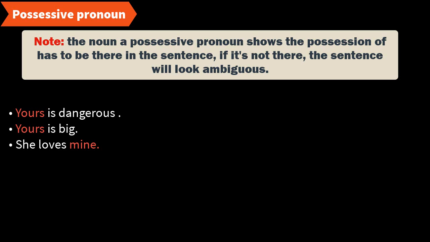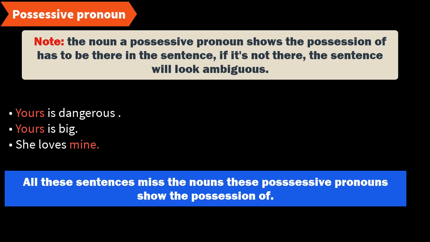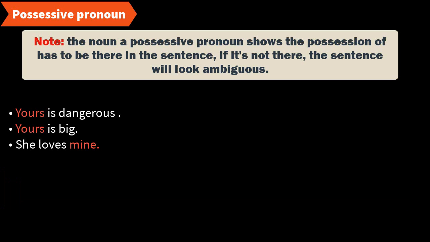When I say yours is big, you don't know what I'm talking about. When I say she loves mine, you don't know what thing I'm talking about. You simply have no idea, because the noun whose possession I'm talking about using a possessive pronoun is simply not there in these sentences. Yours is big, she loves mine. Now guys, what thing am I talking about? What is big? What do you have that is big? So the noun that a possessive pronoun refers to has to be there in the sentence, right? So when you have such a sentence, you need to revise it.